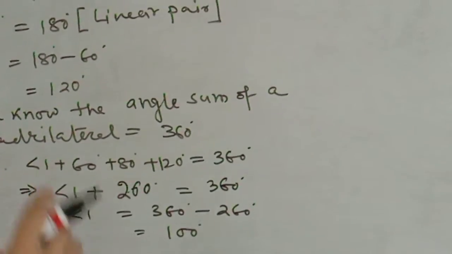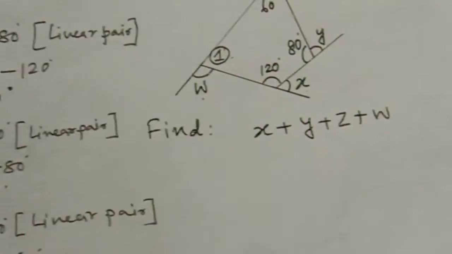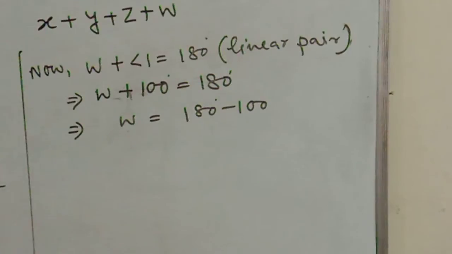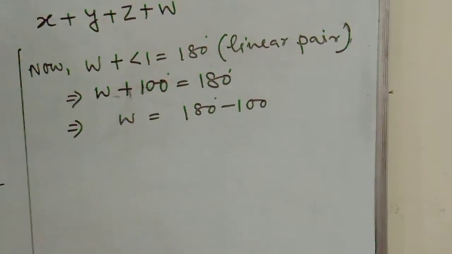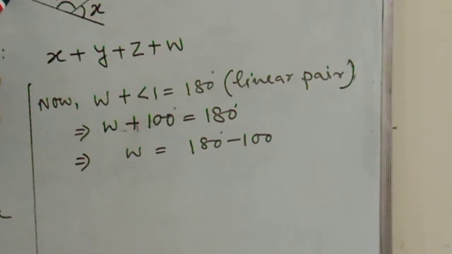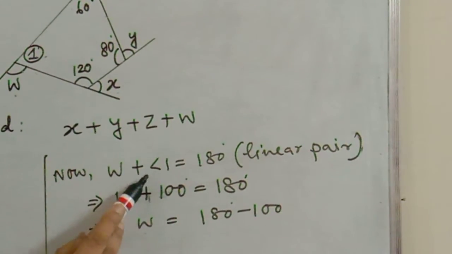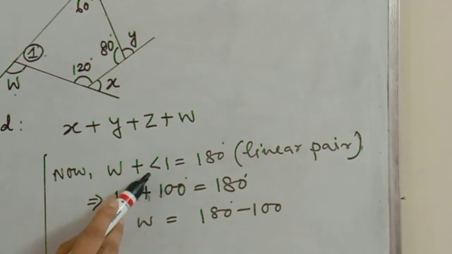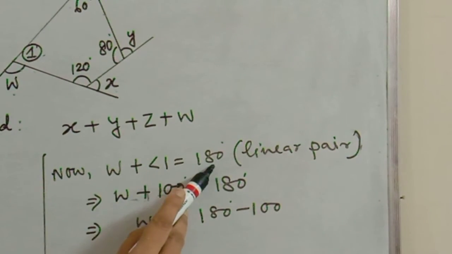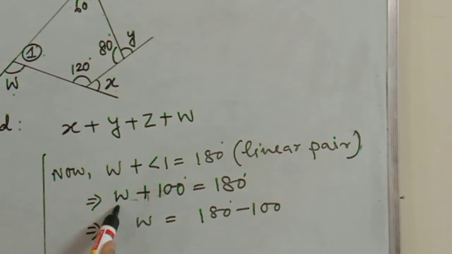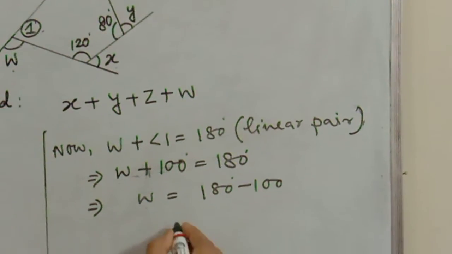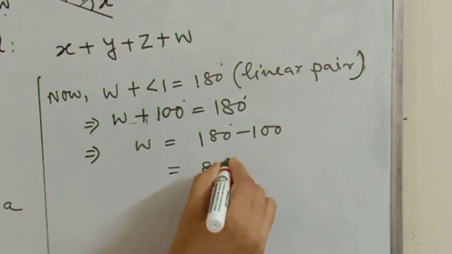Now you have to find angle w. To find angle w, I need the help of angle 1. So angle 1 we have already found out, it is 100 degree. So w plus angle 1 is equal to 180 degree, linear pair. w plus 100 is equal to 180 degree. w is equal to 180 minus 100 is equal to 80 degree.